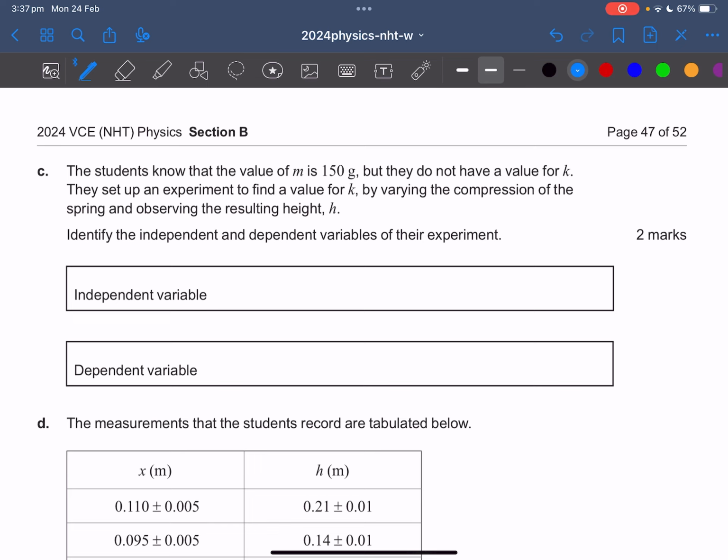Very well, so since we are varying the compression, that is going to be our independent variable. So we can say compression, which is going to be the x. And depending on the compression, we will get the height h. So height is going to be dependent. Height h. Okay?